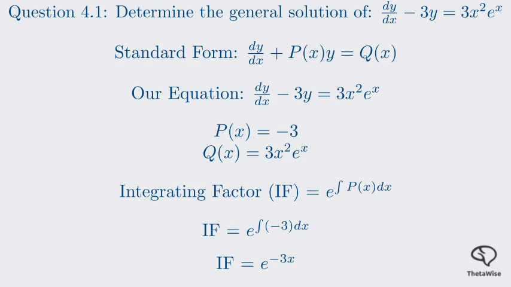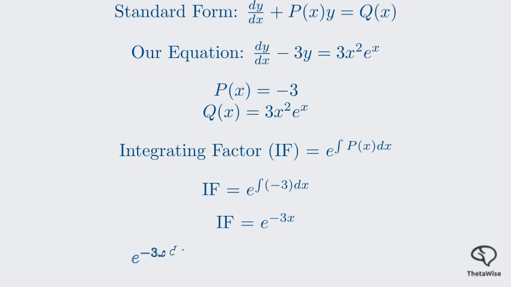Let's make sure we do this carefully to avoid common algebraic mistakes. Multiplying through, we get e to the negative 3x times dy/dx minus 3y times e to the negative 3x equals 3x squared e to the x times e to the negative 3x.